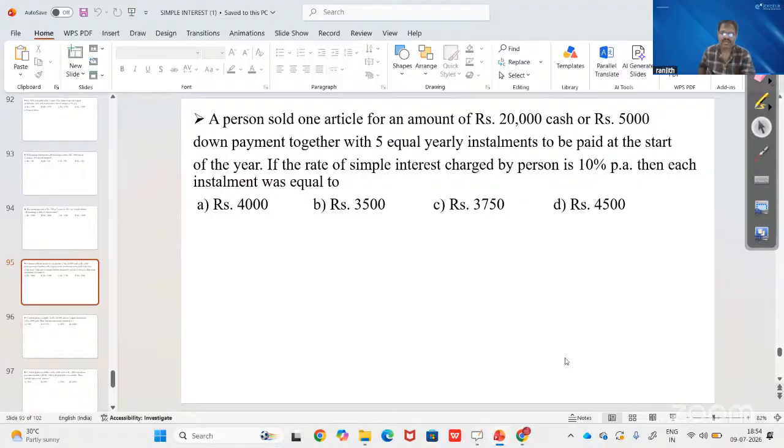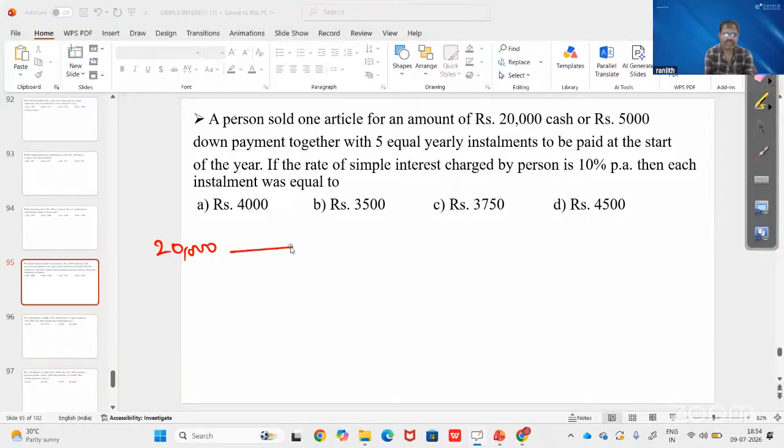20,000 cash, or 5,000 down payment together with 5 equal yearly installments to be paid at the start of the year. If the rate of simple interest charged by the person is 10 percent per annum, then each installment is equal to what? So the total amount is 20,000. If he pays 5,000 initially, we are left with 15,000. On that 15,000, he is charging 10 percent per annum for how many years?